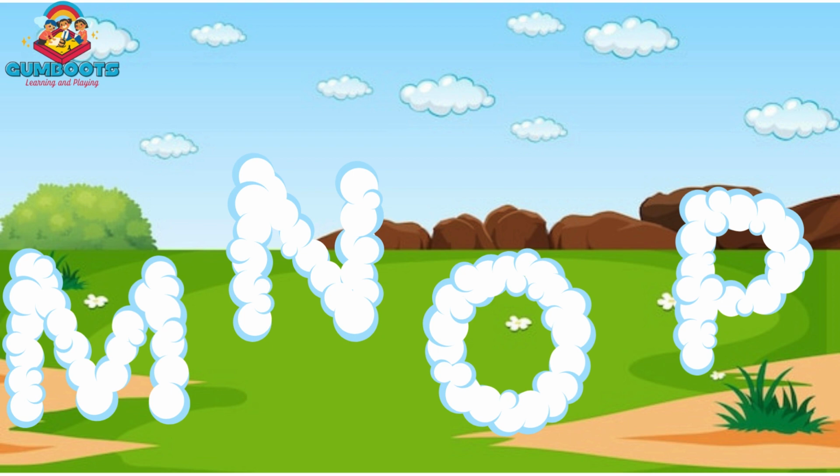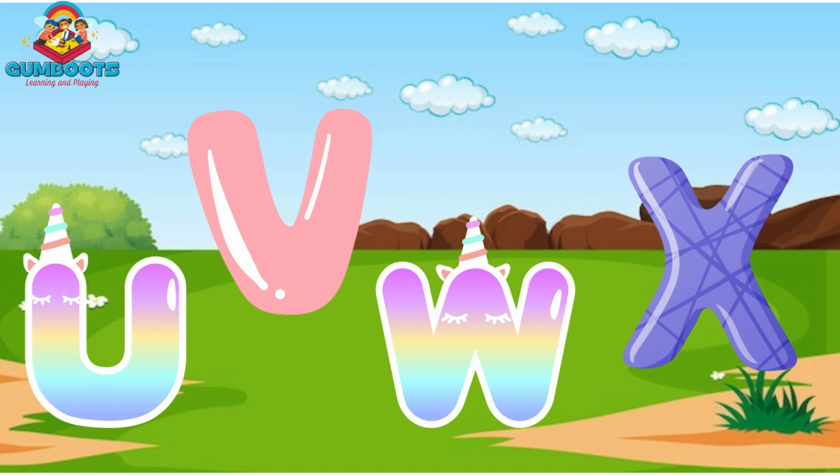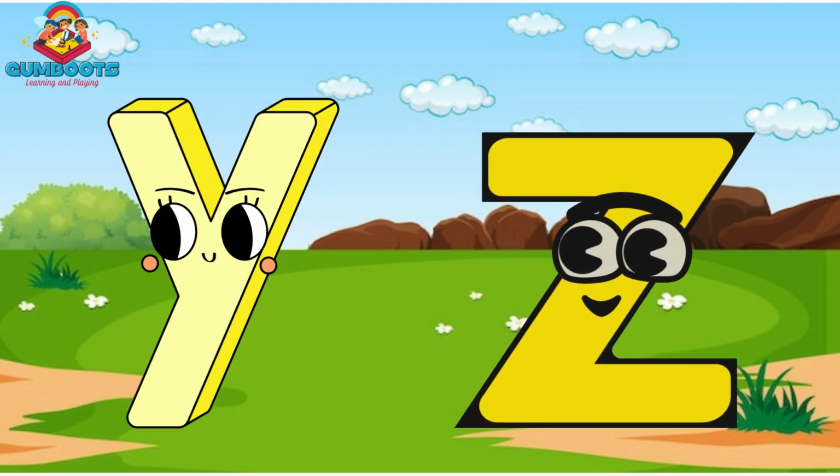There is P. P says peacock. There is Q. Q says queen. There is R. R says rabbit. There is S. S says sun. There is T. T says tree. There is U. U says umbrella. There is V. V says violin. There is W. W says watermelon. There is X. X says xylophone. There is Y. Y says yak. There is Z. Z says zebra.